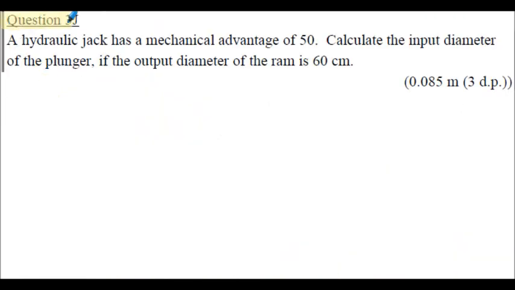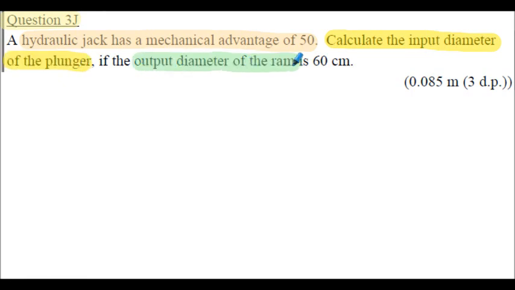Here's question 3J. A hydraulic jack has a mechanical advantage of 50. We've got to calculate the input diameter of the plunger. The output diameter of the ram is 60 centimeters. Answer shown in the bracket here to 3 decimal places.